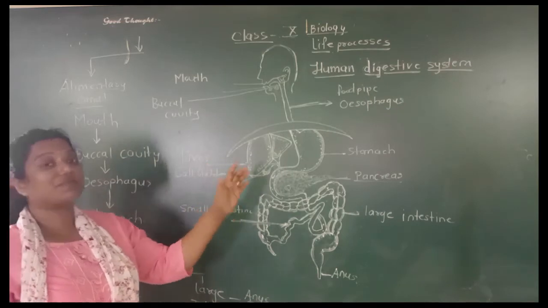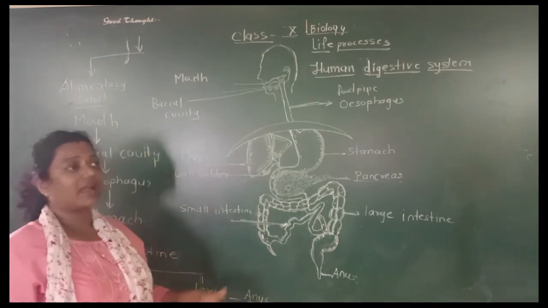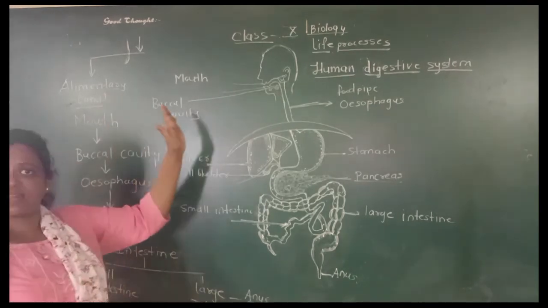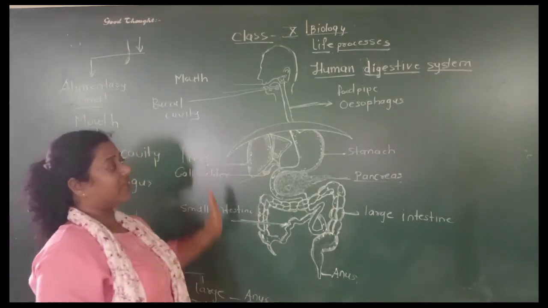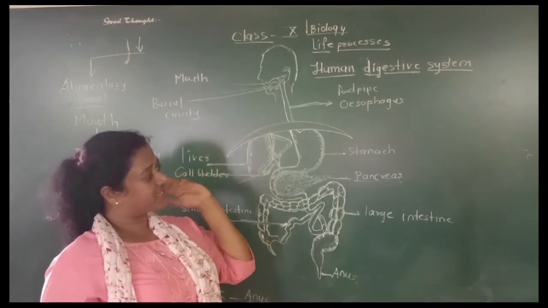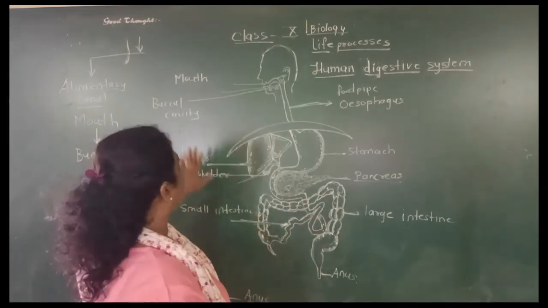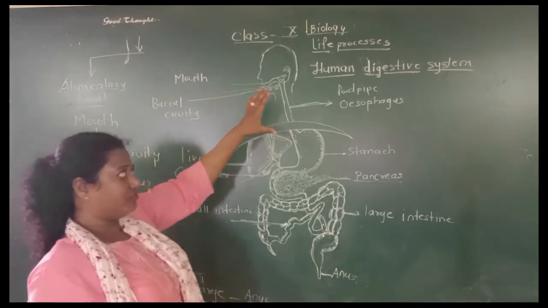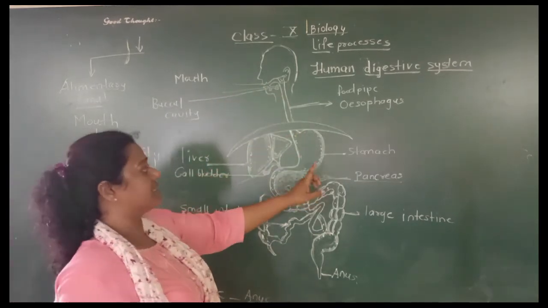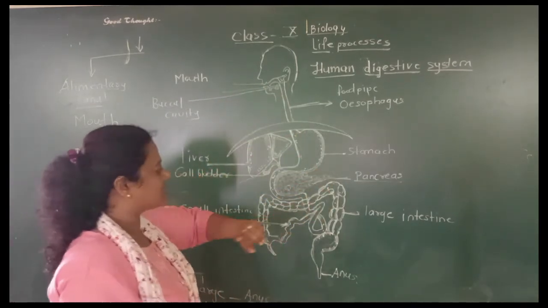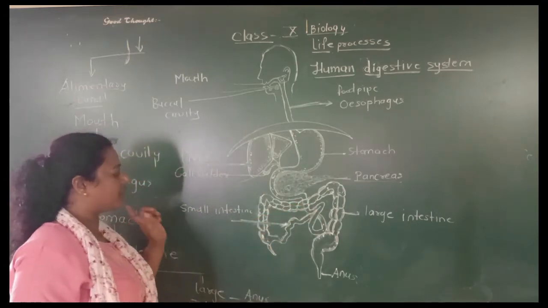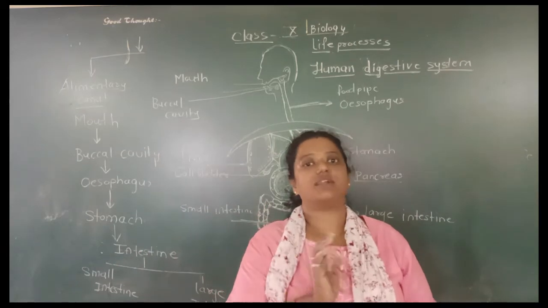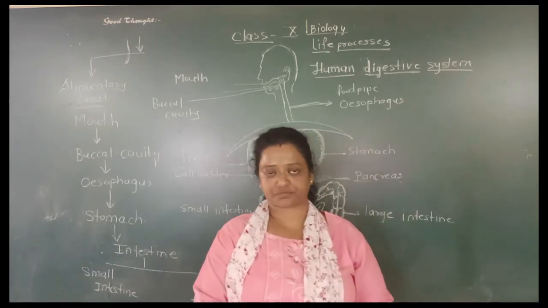The human digestive system is bifurcated into two: the alimentary canal and the digestive gland. The digestive gland we will study separately. In the alimentary canal, these parts come: mouth, buccal cavity, food pipe or esophagus, then stomach, then pancreas, large intestine, small intestine and anus. I hope, students, you understand all these things.